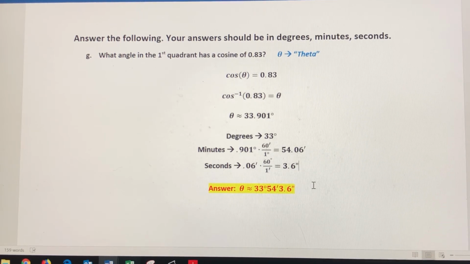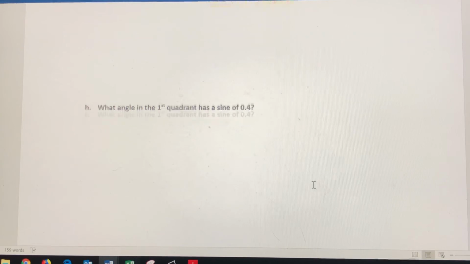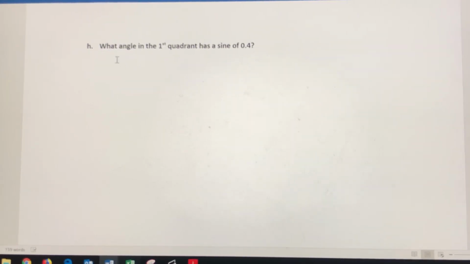Now pause the video here. Try to answer this question. What angle in the first quadrant has a sine of 0.4? Pause the video, give it a try, and then come back and check your work.